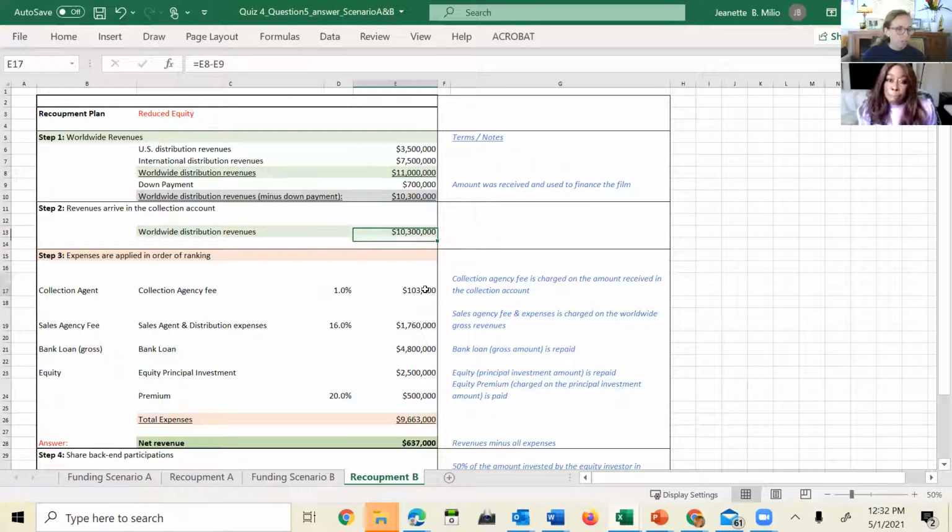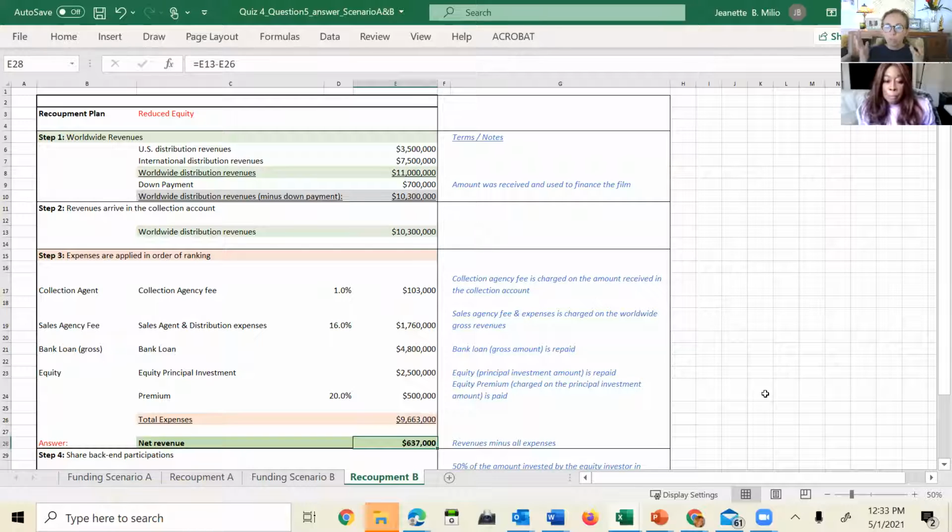Again, we're paying our collection agent 1% of the 10,300,000, which is 103. We're paying the sales agent the sales fee. We're paying the bank loan back. We're paying the equity investor back. And now we're paying the premium that the equity investor gets also, which is 20% on his money. And altogether, we have expenses of $9,663,000. What we're left with is 637.